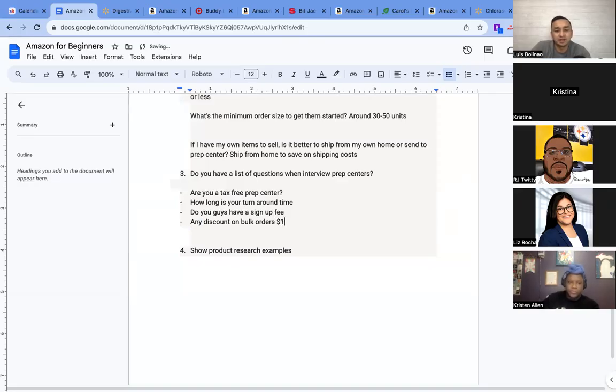I also want to add that these prep centers usually charge around $1.20 to, I want to say, $2 per unit. So I would stick with this range because you don't want to pay too much on prepping costs, right?